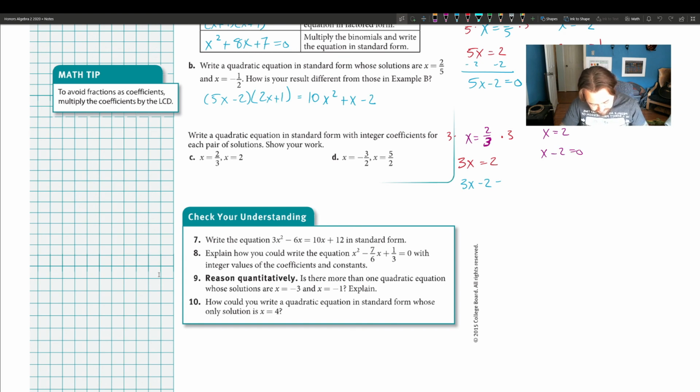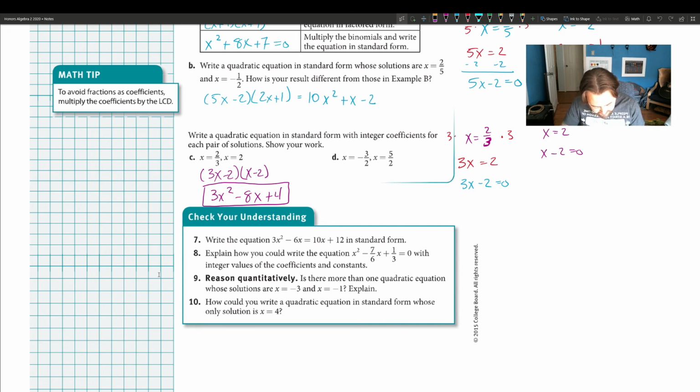So there's our two factors. 3x minus 2 and x minus 2. Let's see, 3x squared, that's 6, 7, 8, so minus 8x, and negative 2 times negative 2 will be positive 4. So there's our quadratic equation in standard form. And ooh, we might have enough room to do both of them. All right, cool. So let's try the last one.